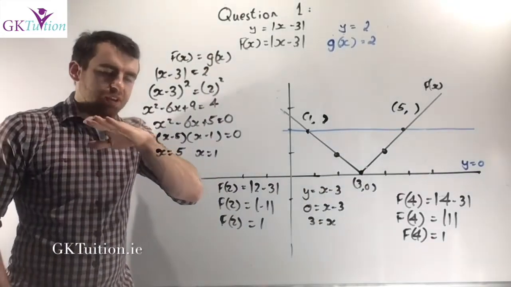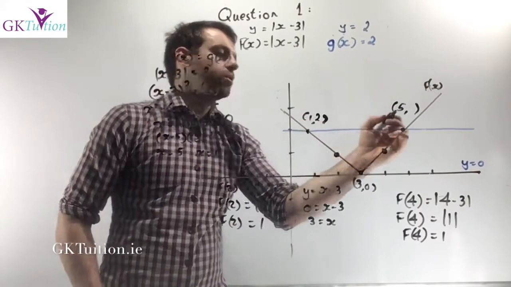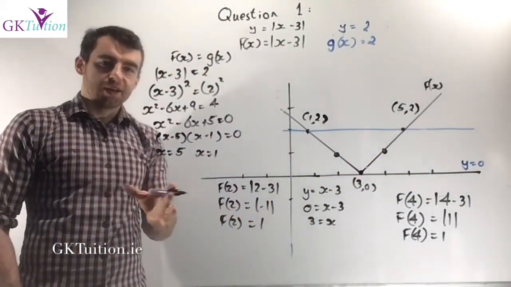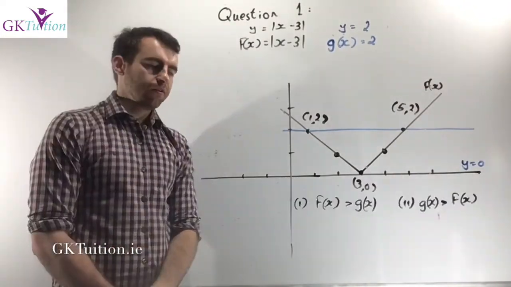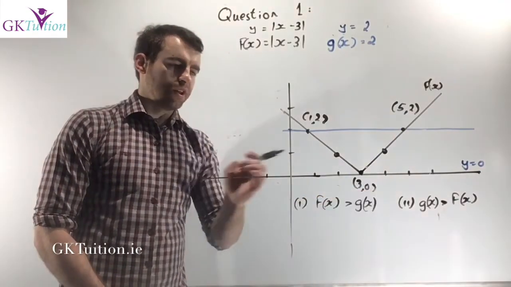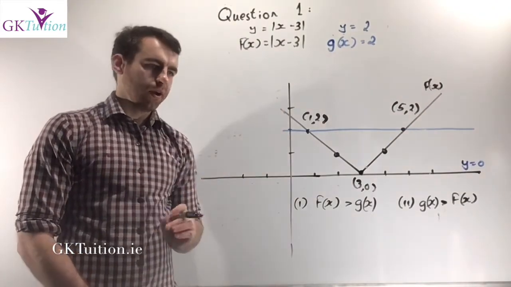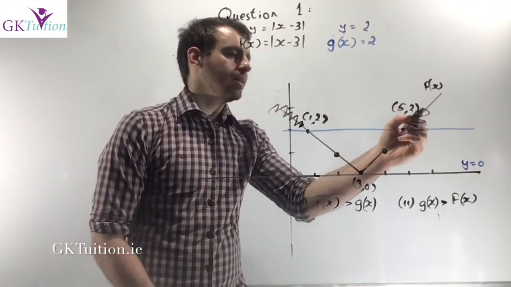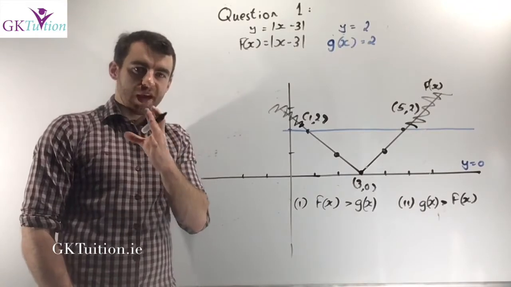Remember that every single point on the blue line, y is equal to 2. So I know this is the point 1, 2, and this is the point 5, 2. I actually don't even need the y values to answer this question, because let's have a look at what they actually asked me to do. The first thing they asked me to do was to identify when is f of x greater than g of x. F of x is the black line and g of x is the blue line. The black line is above the blue line in this region and in this region. It is two separate regions, which means I need two separate answers.